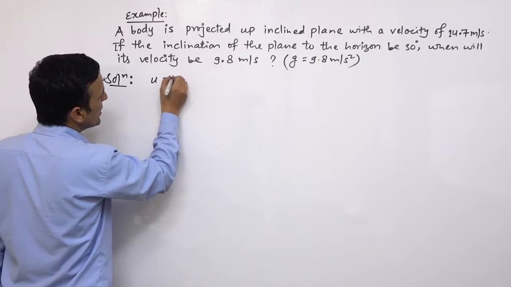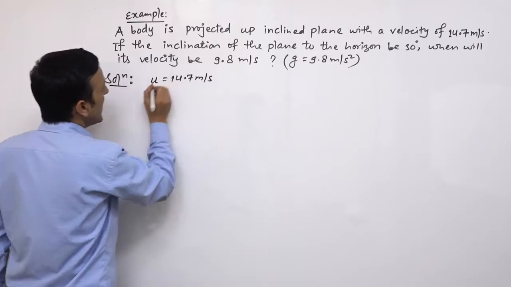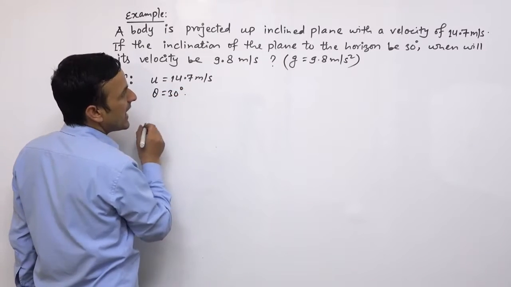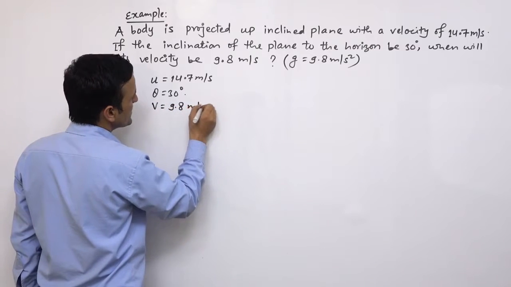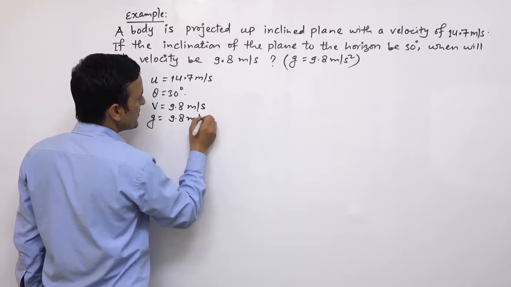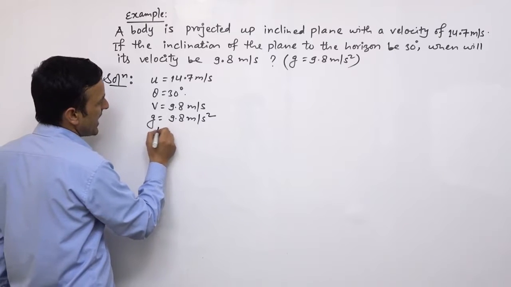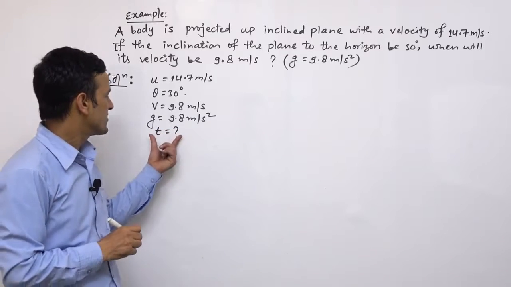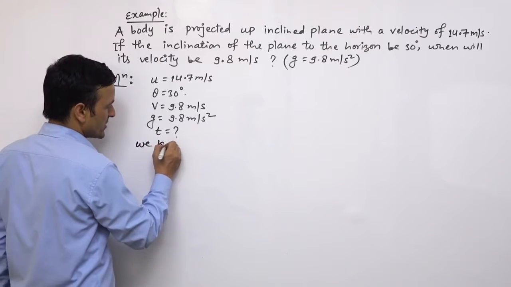So u is equal to 14.7 meter per second, and theta is 30 degree, and final velocity is 9.8 meter per second, and small g is equal to 9.8 meter per second square. Now we have to find the small t. When means it is time. So time is required here. So we can use this formula.